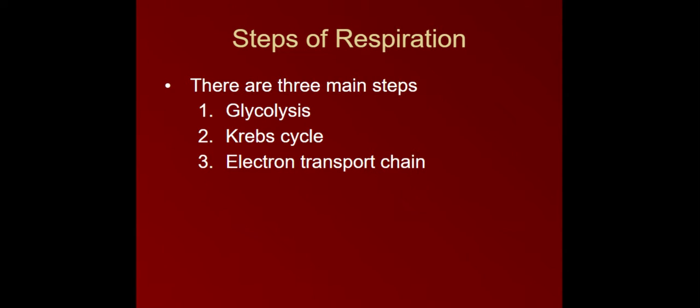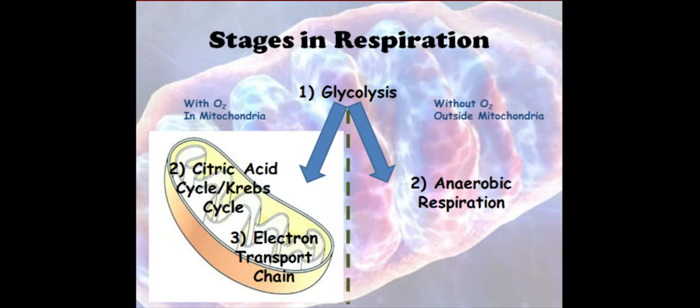There are three steps of cellular respiration. They are glycolysis, the Krebs cycle, and the electron transport chain. So the first step is glycolysis. Now, glycolysis is the breaking down of sugar.